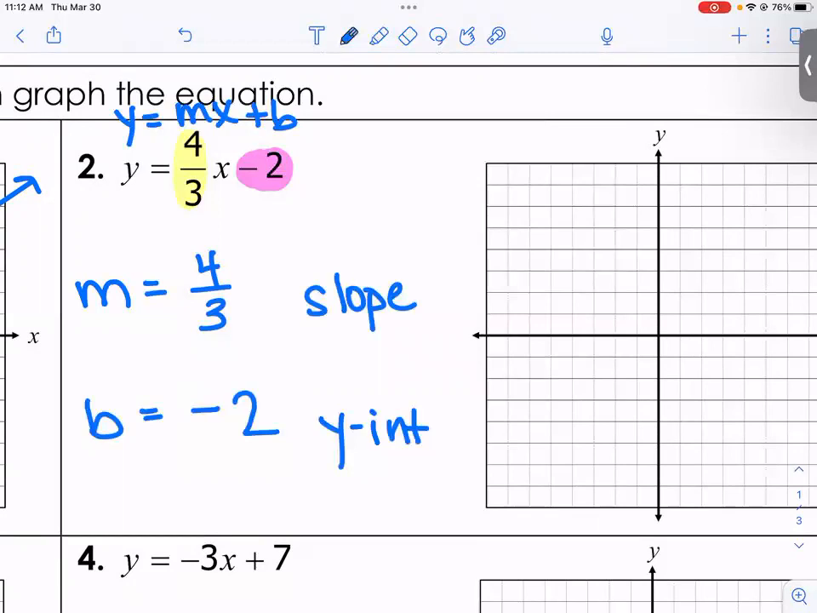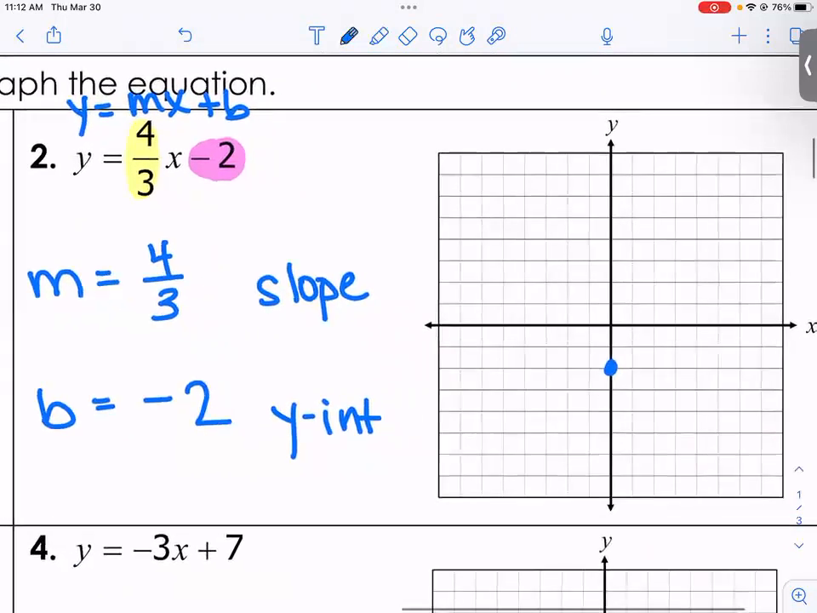So our y-intercept, since it's at -2, we're going to go to our y-axis and we're going to go to -2. The y-axis is catching our line at -2.